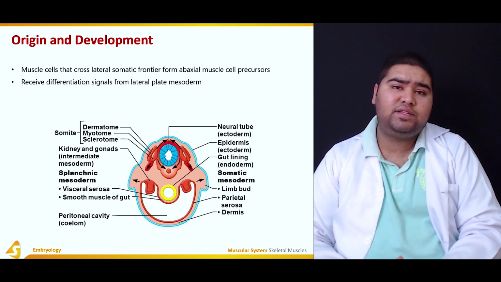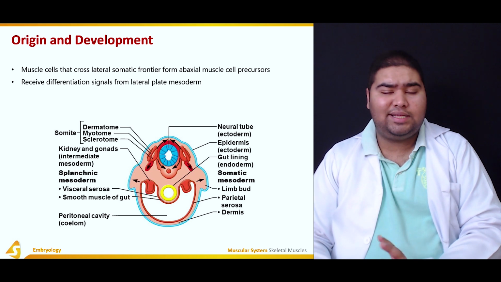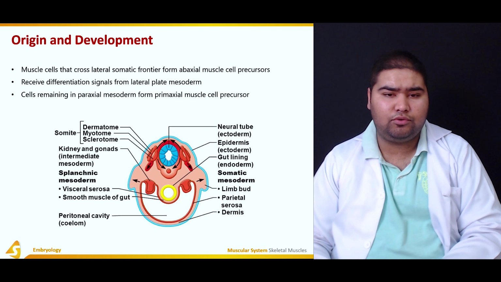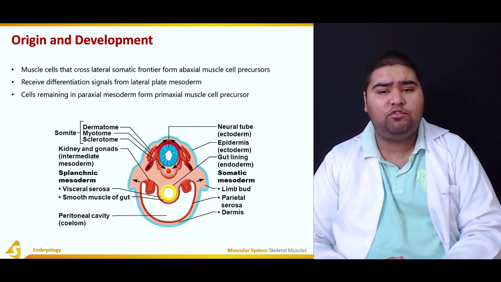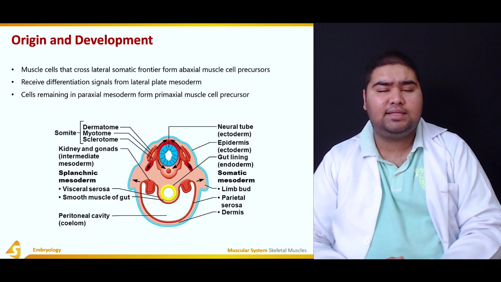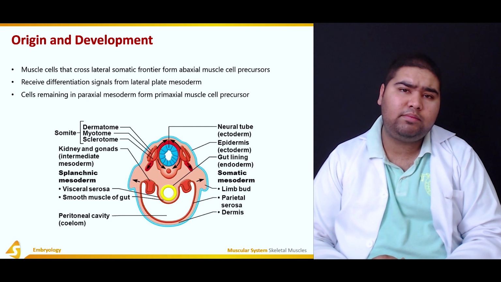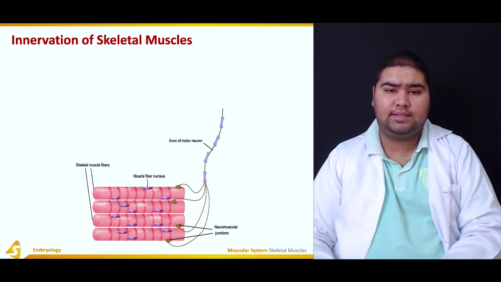They receive differentiation signals from the lateral plate mesoderm. Under its influence, they differentiate into their specific muscle groups. Cells remaining in paraxial mesoderm form prime axial muscle cell precursors. So the cells that remain within the paraxial mesoderm form the prime axial muscle cell precursors.